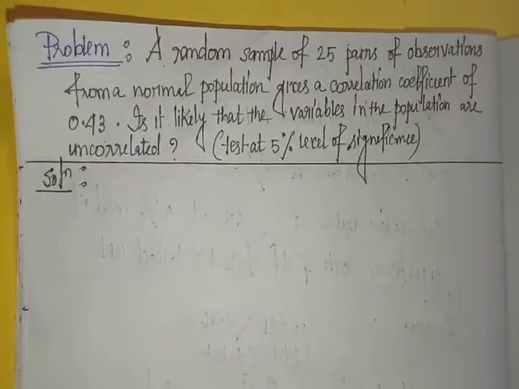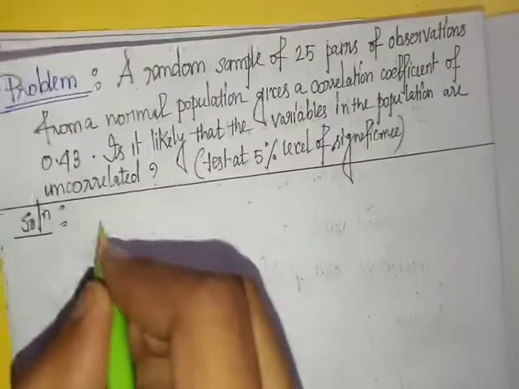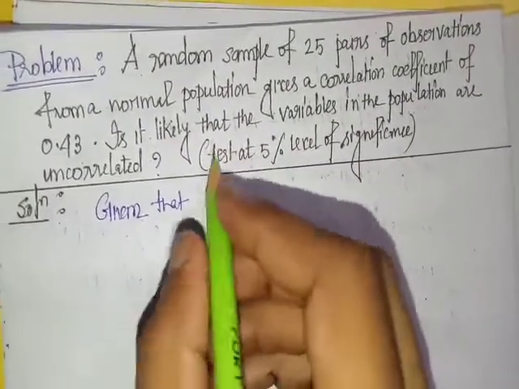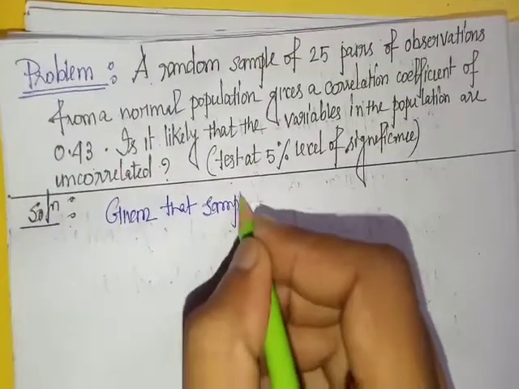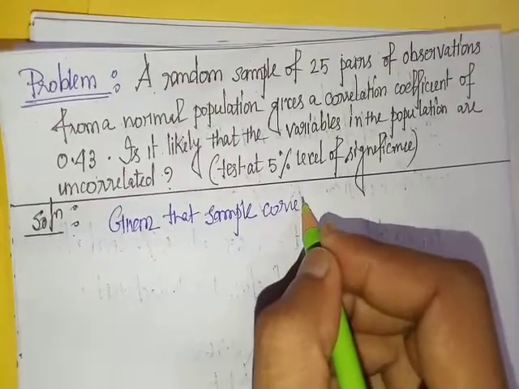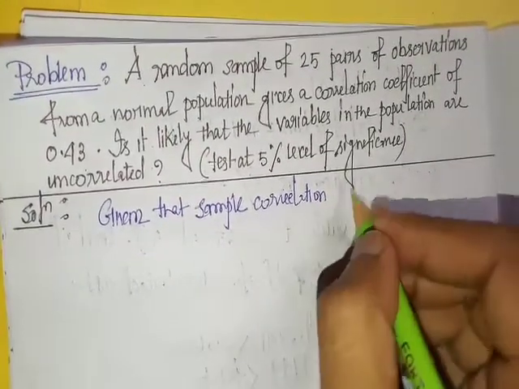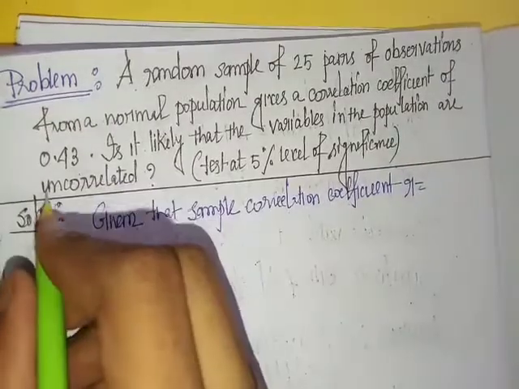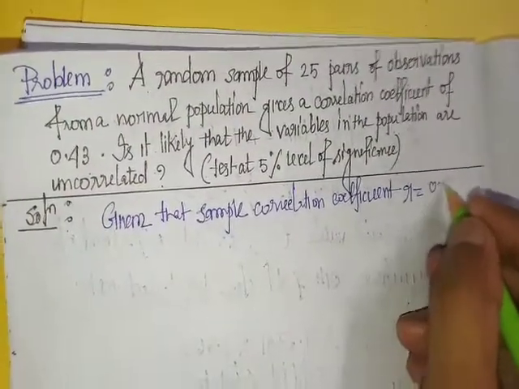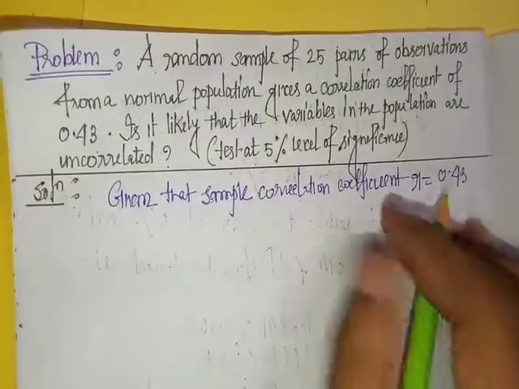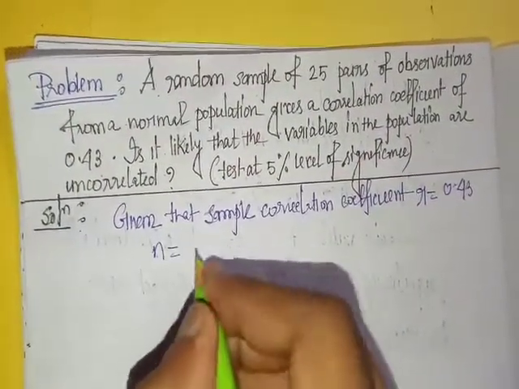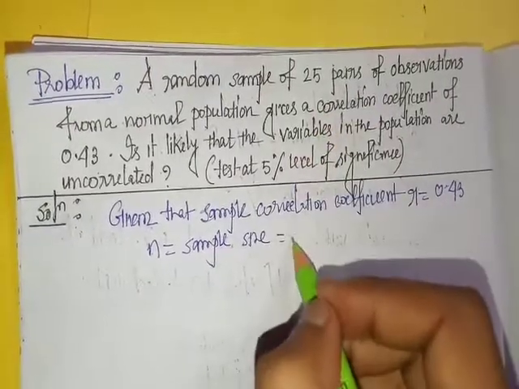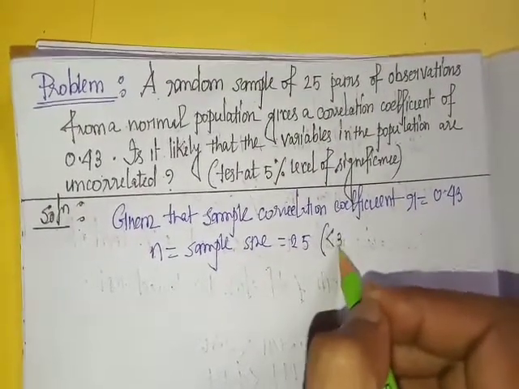Solution. Given that the sample correlation coefficient r is equal to 0.43 and n, the sample size, is 25. This is a small sample, since it is less than 30.